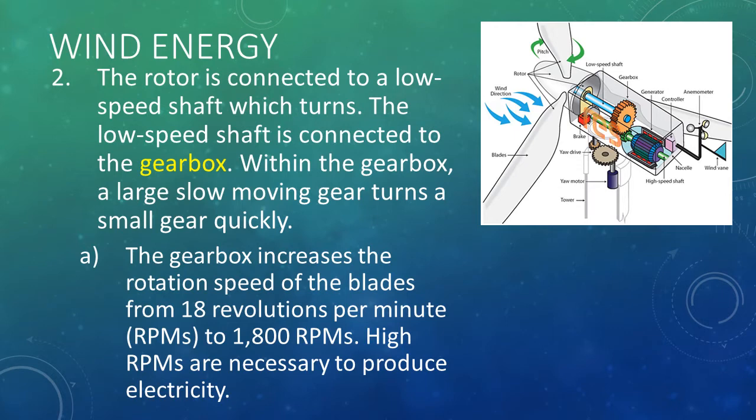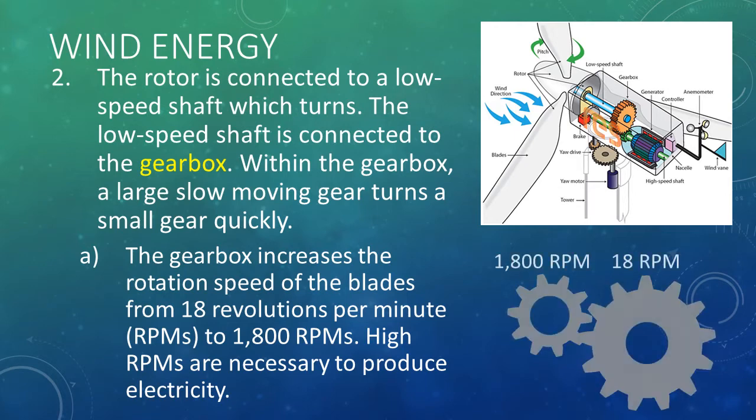Now the gearbox increases the rotation speed of the blades from 18 revolutions per minute, which are RPMs, or basically how many times it spins in a minute, to 1,800 RPMs. Now, high RPMs are necessary to produce electricity, as we'll see in a moment.